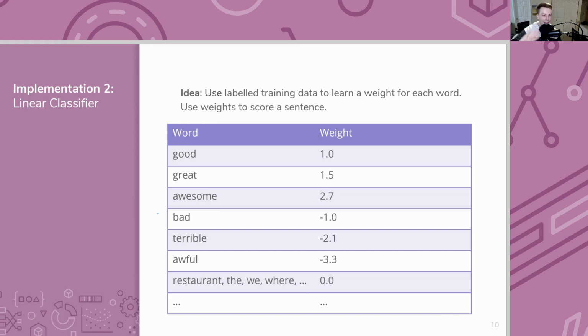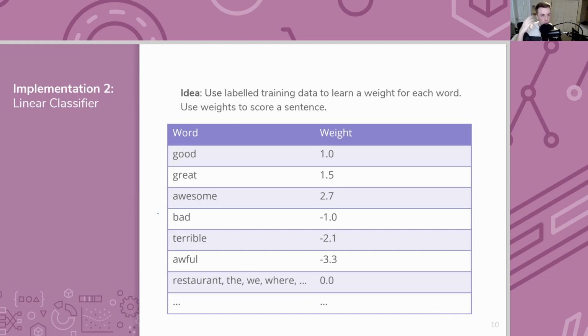We'll get back to later on how to learn these weights. Good seems to have a weight of 1.0. Great seems to have a weight of 1.5. We're not going to focus on that today. We'll pick that up on Wednesday.